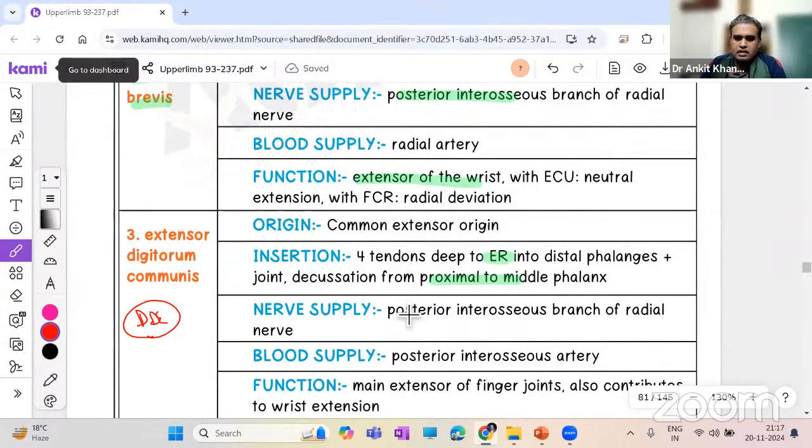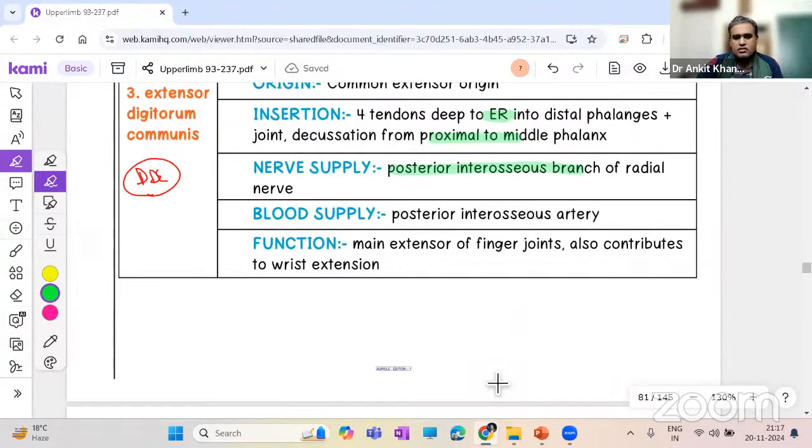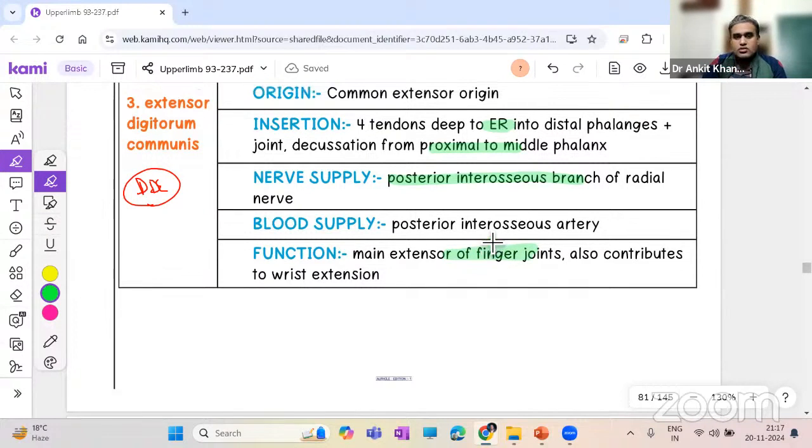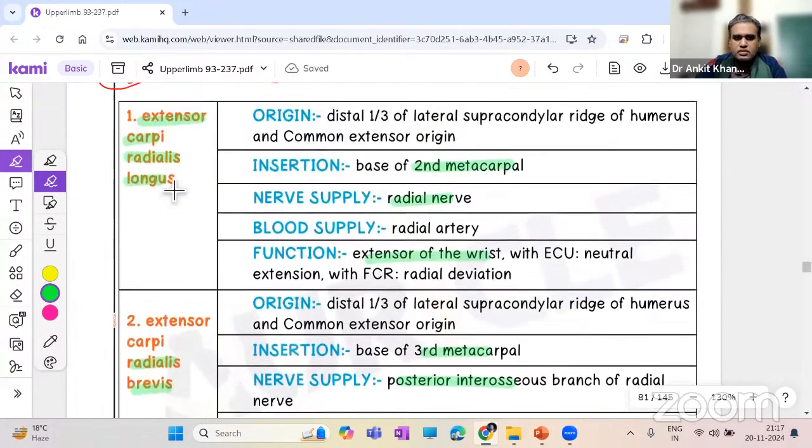Nerve supply again will be the posterior interosseous nerve. Function: it is obviously the main extensor of the finger joints, not the wrist, but the finger joints. That is why we are using the word digitorum. So these are the three superficial muscles.